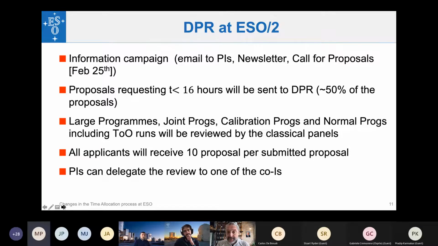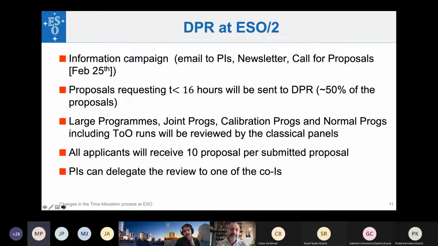There are exceptions to this. As I said, by definition, large programs request 100 hours, and therefore they will always go to the panels. And then there are exceptions like the joint programs. For the time being, this is only the XMM VLT proposals. Irrespective of the time that you ask for, they will go through the panels. And also the calibration programs and normal programs, including target of opportunity runs, they will be reviewed by classical panels, irrespective of the time they request. This is because the policy foresees that. So until we modify the science policy, things will stay like this.